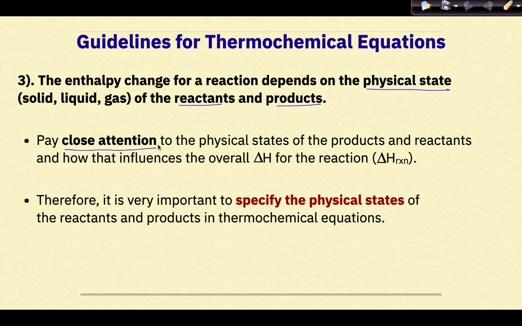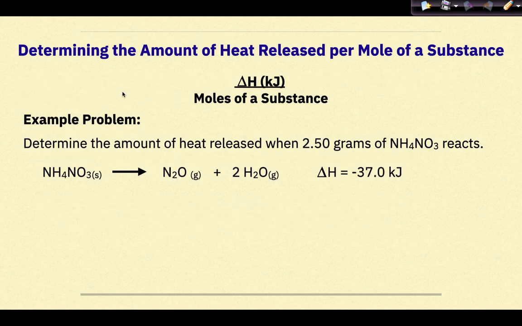Pay close attention to the physical states of the products and reactants and how that influences the overall delta H for the reaction. Therefore, it is very important to specify the physical states of reactants and products in thermochemical equations. Determining the amount of heat released per mole of substance: the formula that we are going to use is the change in enthalpy in kilojoules over moles of a substance. Let's look at an example.